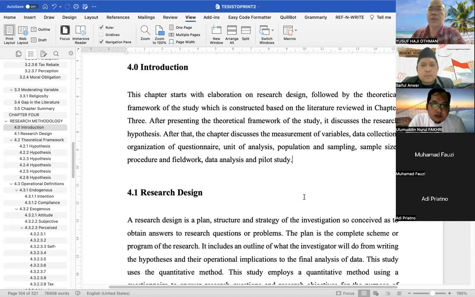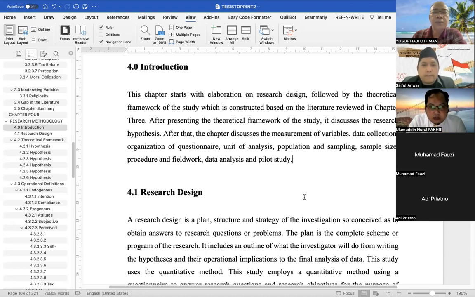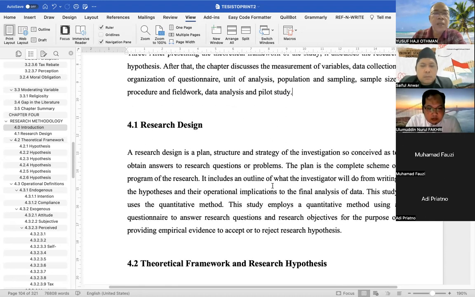So let's talk in a little bit detail on the subtopic of the research methodology chapter, which is chapter 3. Okay. Yes, I have a question. Sure, go ahead. About the questionnaire, how much should we collect from the audience, minimum? Very good question. I will answer that later, inshallah.